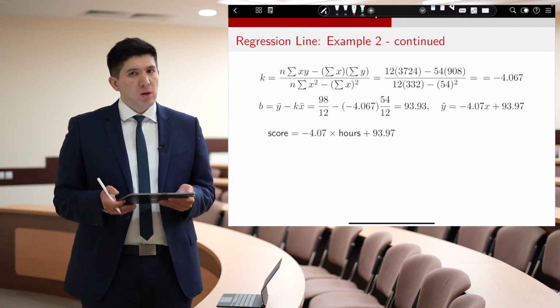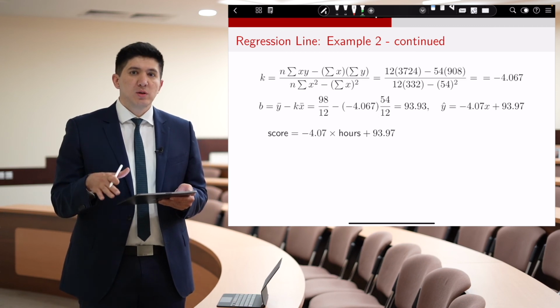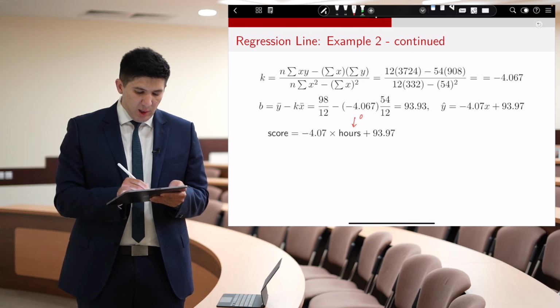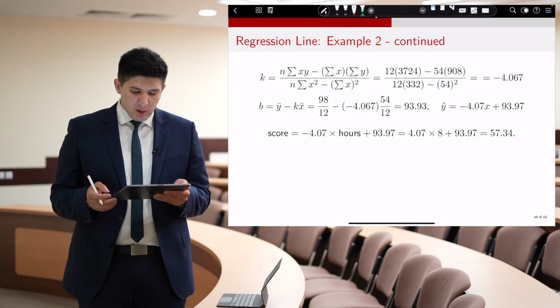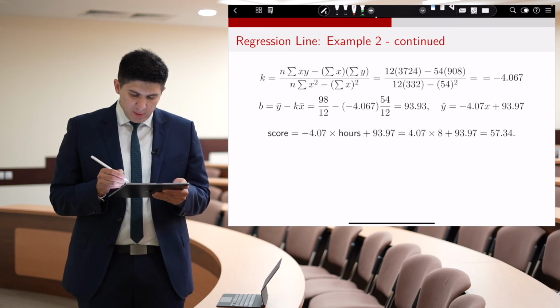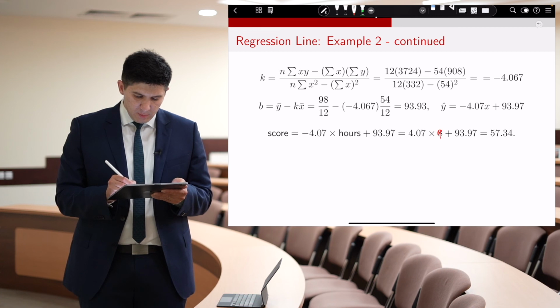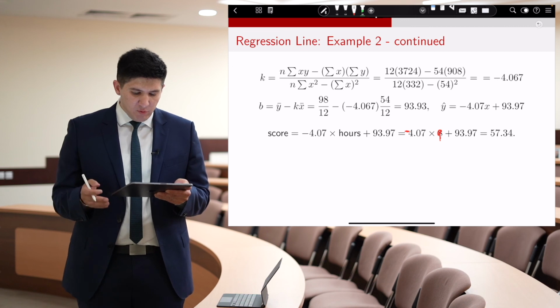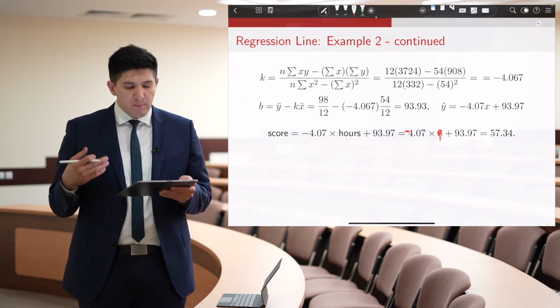Well, if I would like to know what would be the score of a student who spent 9 hours watching YouTube, I would just substitute 9 here. Sorry, so it should be 9. If I substitute the 9 here, it's going to be minus 4.07 times 9 plus 93.97. It's going to be 57.34.